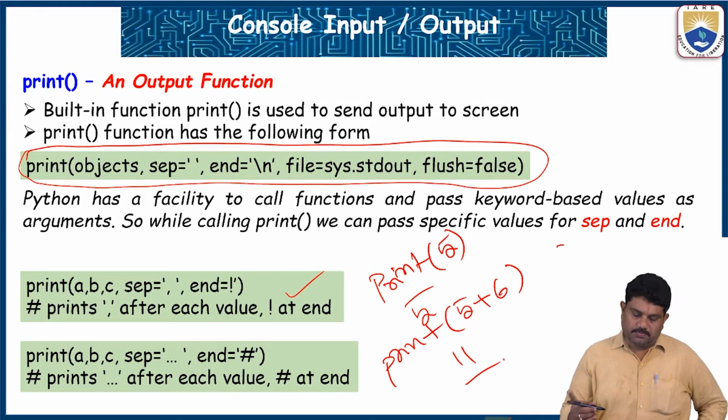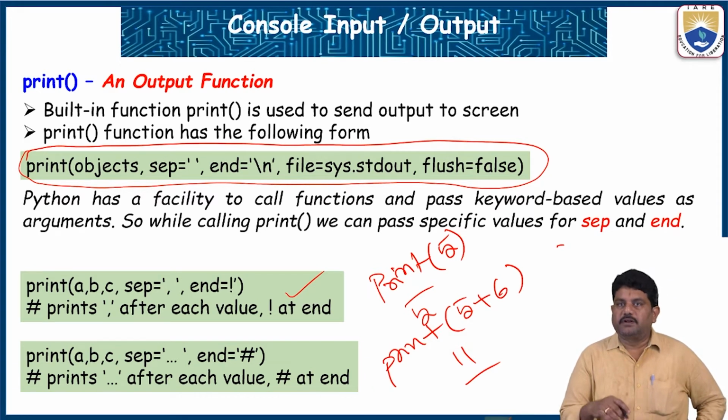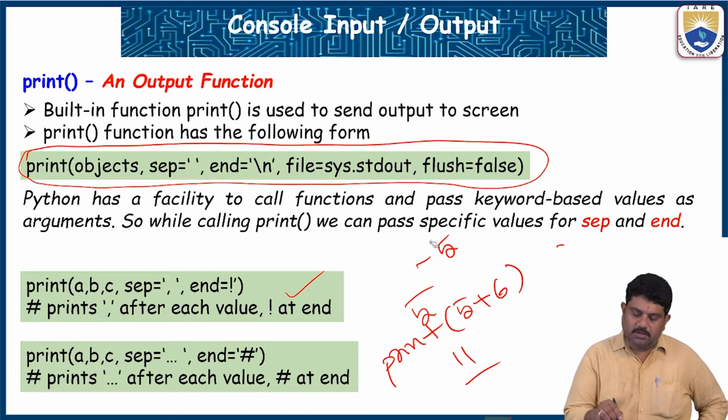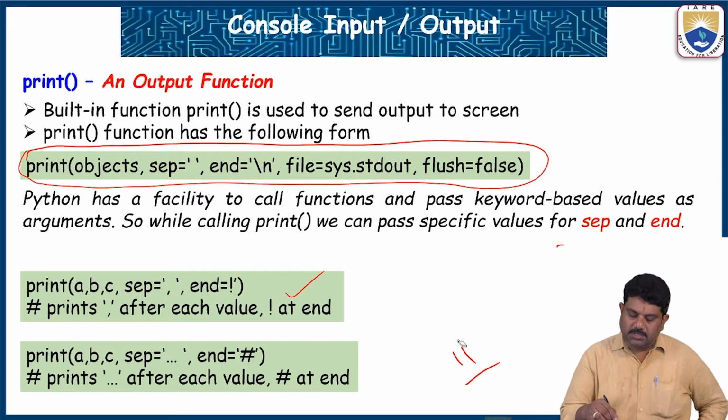Like that you can use print. Print, parenthesis, and in the parenthesis you pass the objects you want to print. If there are multiple objects, comma-separated objects can be passed. That is how you can use the print function for printing output on the screen.